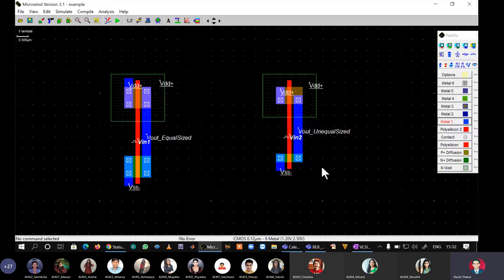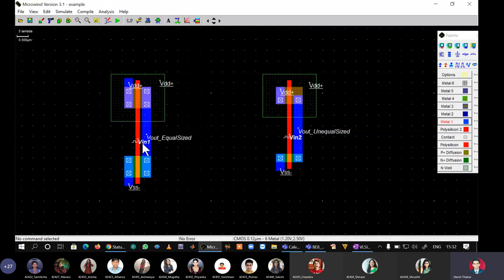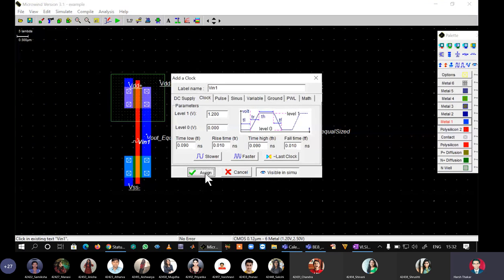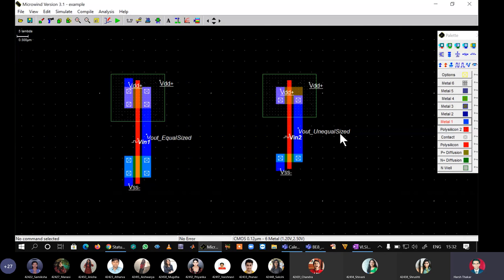So we applied same frequency clocks to both of them. Let us see. So what we will do is that we will first switch off the visibility. Okay, anyways, it can remain like that, no problem. So I will switch off the visibility of V in because both of them are having same frequency. So I will say V in and say not in simulation assign. I will keep this as visible. Output is also visible.